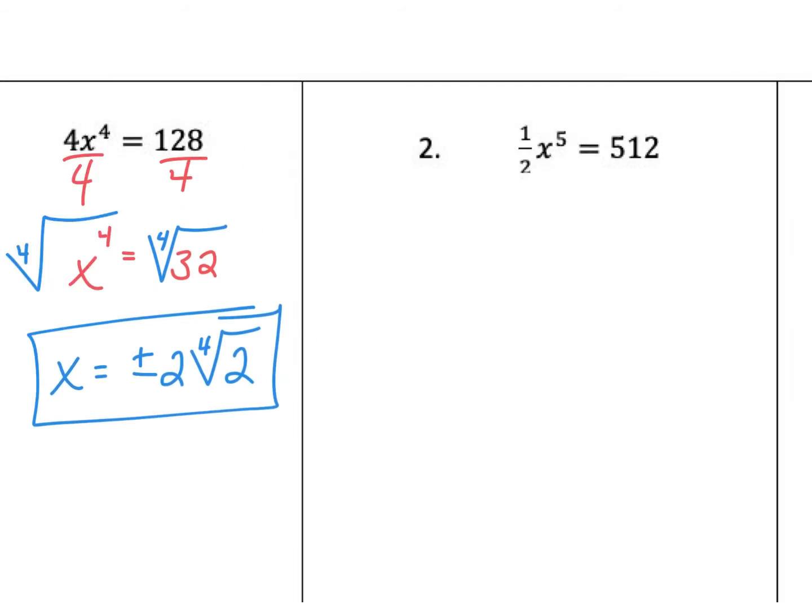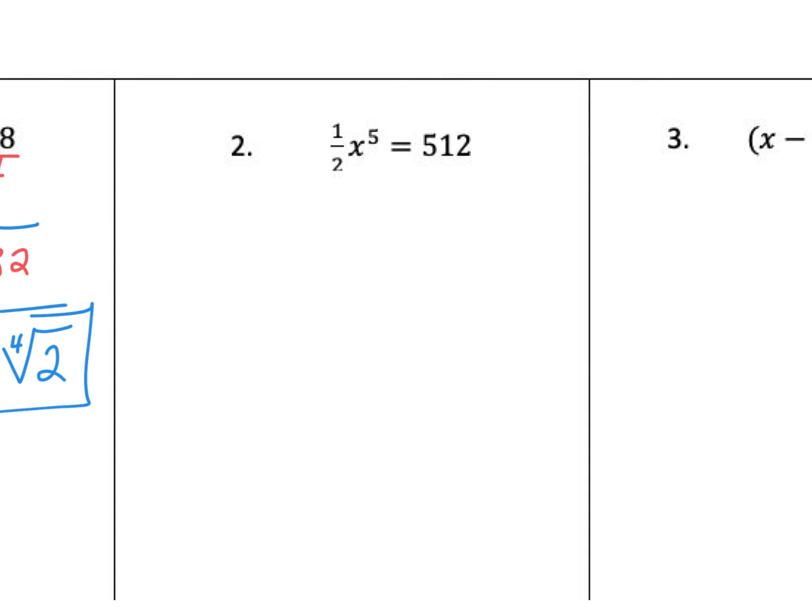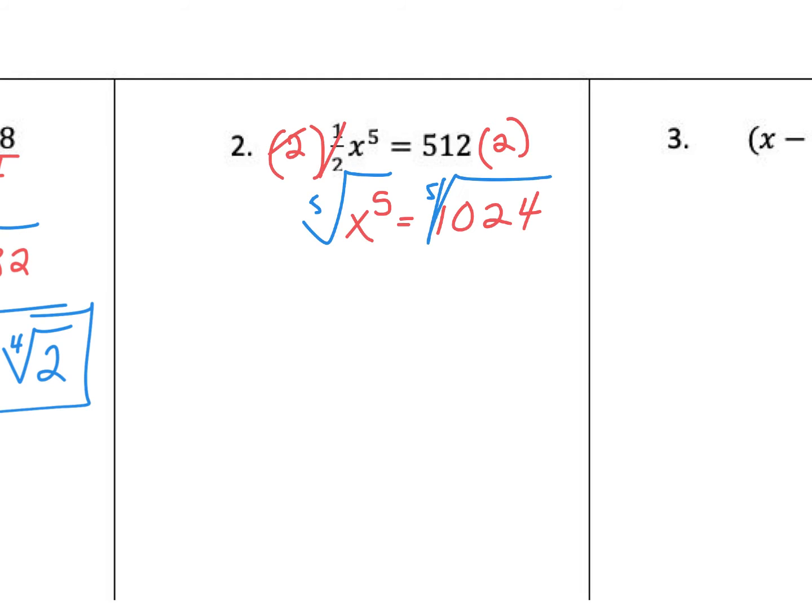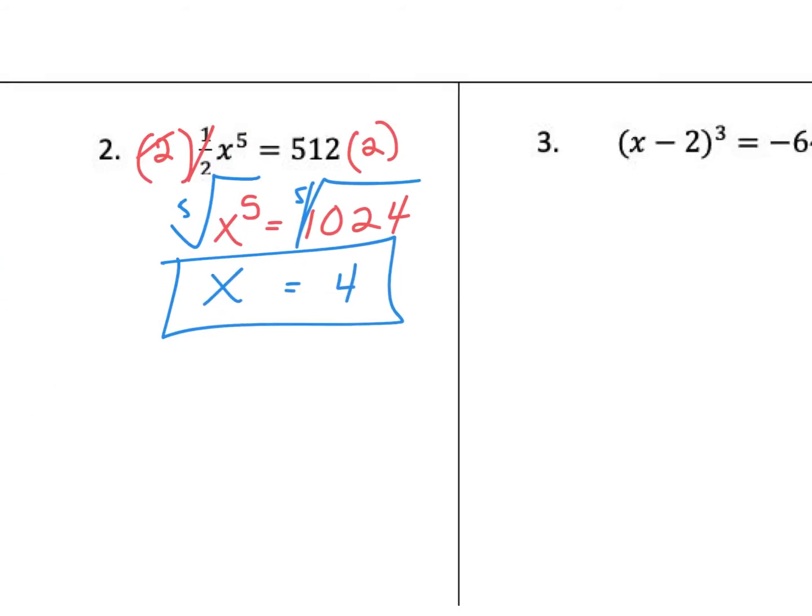All right, let's look at a power of 5, x to the fifth. So I'm going to begin by getting rid of this 1/2 by multiplying both sides by 2, by the reciprocal. You could also divide by 1/2, but that's equivalent to multiplying by 2. That gives me x to the fifth is equal to 1024. Now I'm going to take the fifth root, the inverse, and the fifth root of 1024 is 4 when you type that in your calculator. So x is equal to 4. Notice there's only one answer here because I'm taking the odd root of something.